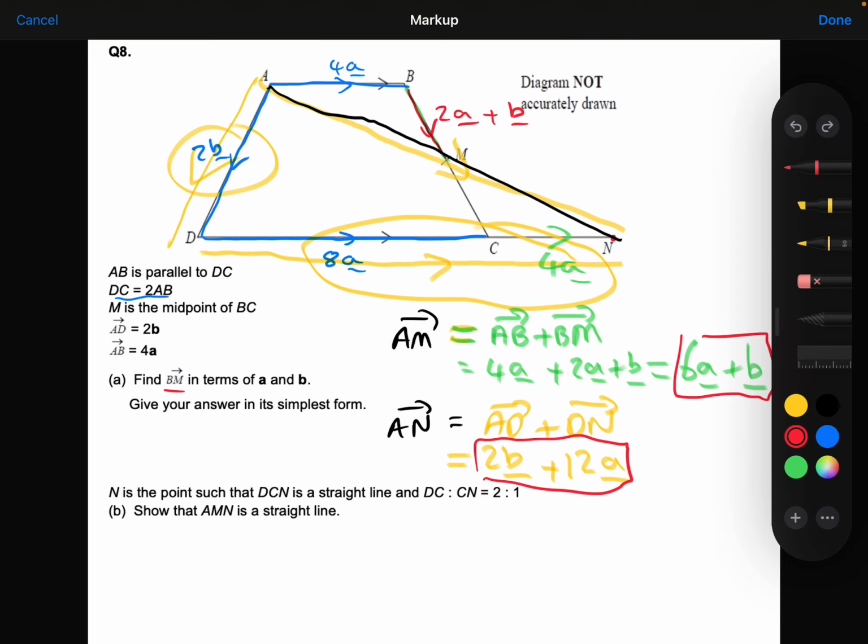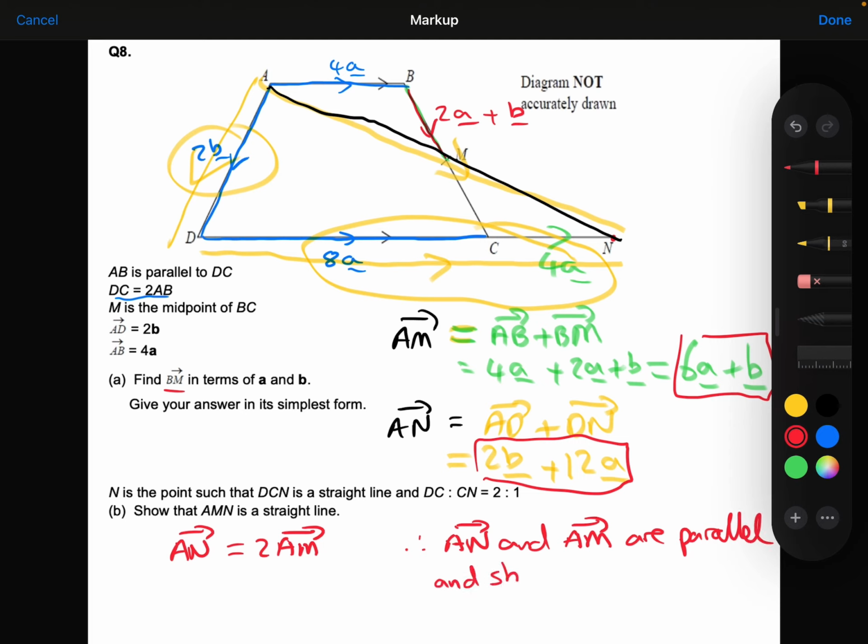So we can now say that A to N is twice as big as A to M. This is 2 times this. Therefore, AN and AM are parallel and share point A. Therefore, AMN is a straight line.